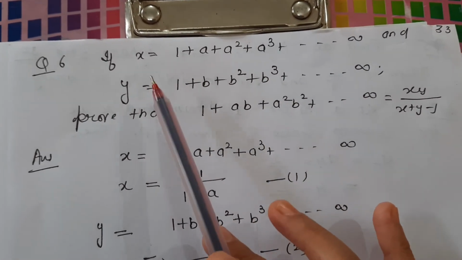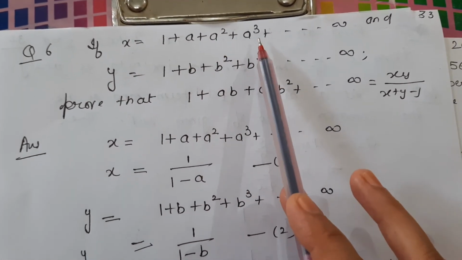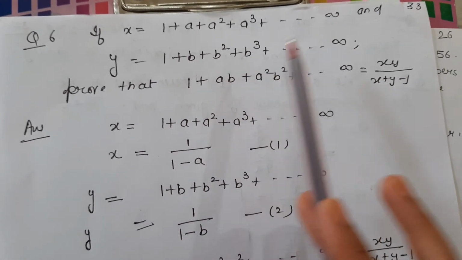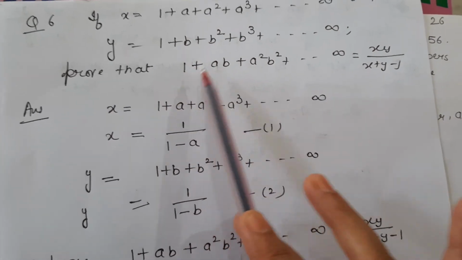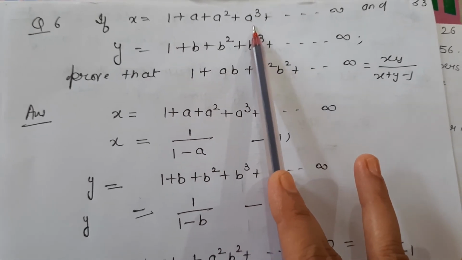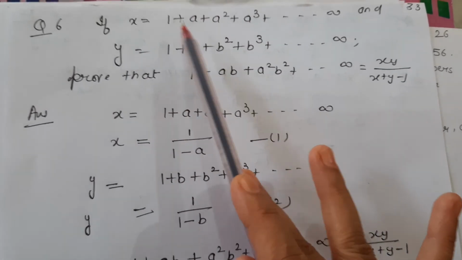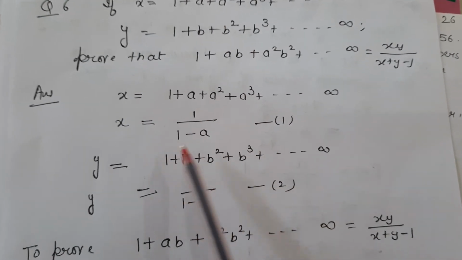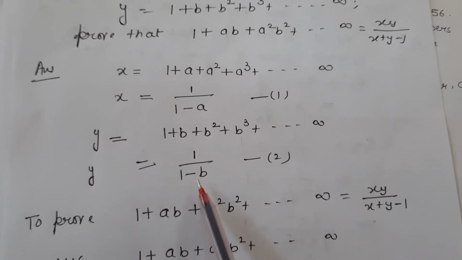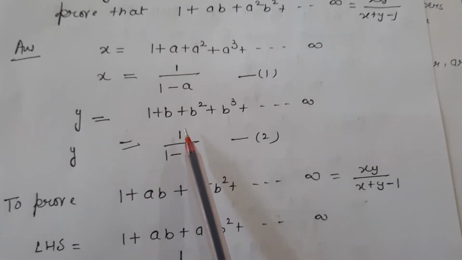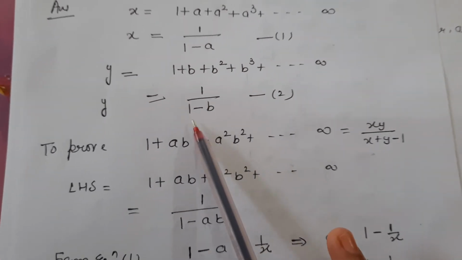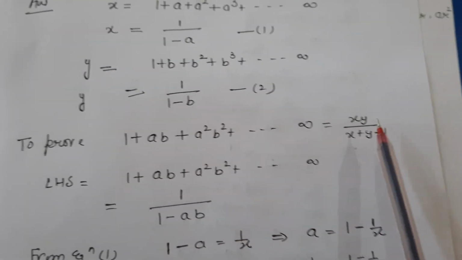Question number 6. If x is 1 plus a square plus a cube up to so on infinity and y is 1 plus b square plus b cube up to so on infinity, then show that the sum of this series is equal to this. Now first, x is representing the sum of an infinite GP, the first term 1, the common ratio a. So this is a upon 1 minus r, 1 upon 1 minus a. In the same way, y is 1 upon 1 minus b. This is representing the sum of an infinite GP. The first term a is 1, the common ratio r is b. So this is 1 upon 1 minus b. You have to prove these two sides are equal.